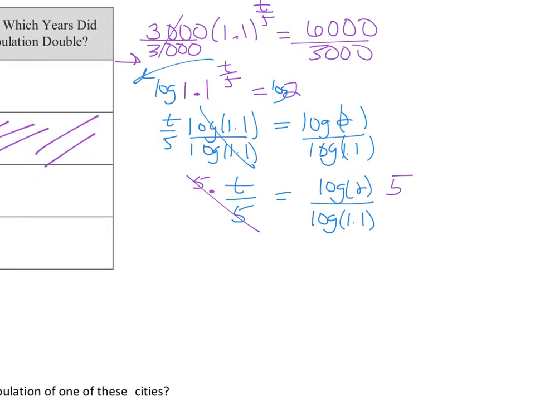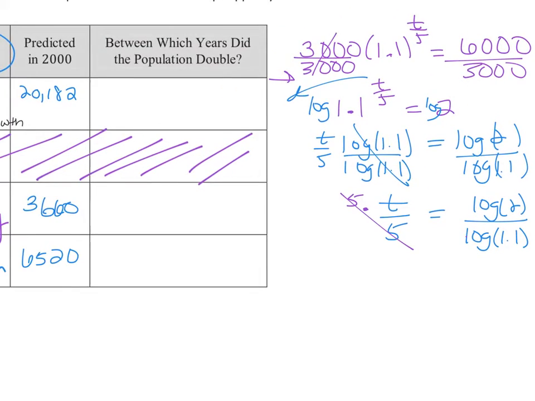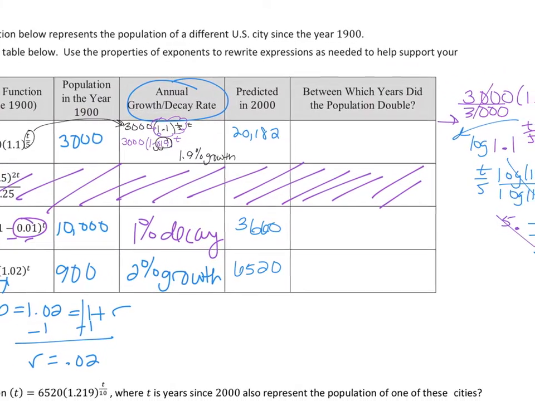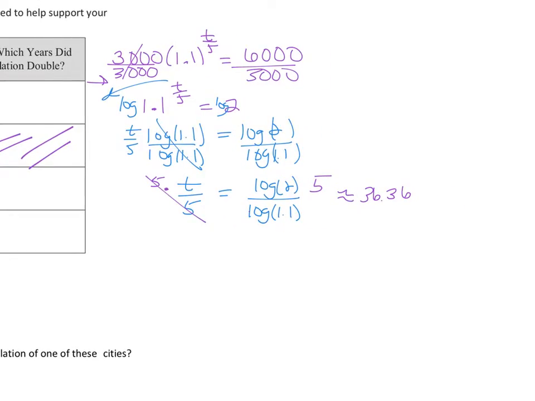When you type that into your calculator, you should end up getting, let me see what I got, 35 point something or other, or 36.36 about. So this gave me a value of about 36.36. What years is that happening in? Well, between the years of 1936 and 1937, because this is not an exact value. This is a rounded value.